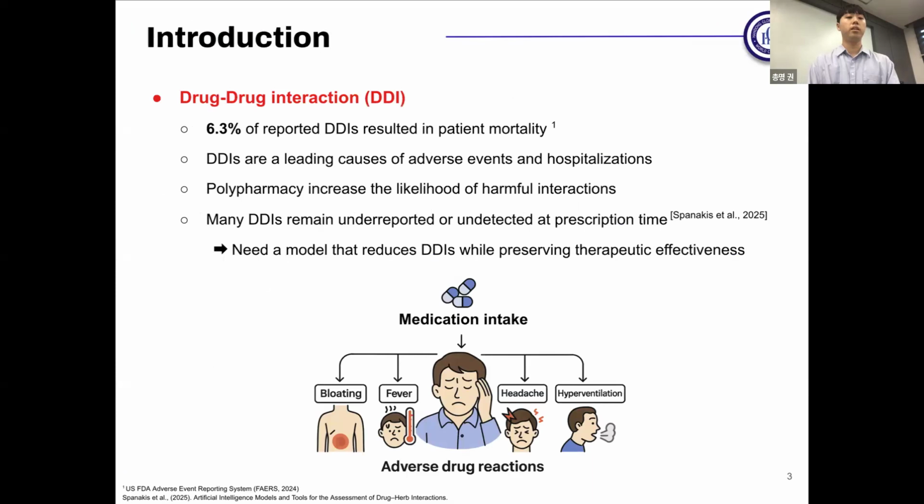One of the most critical issues in medication intake is drug-drug interaction. According to the FDA, about 6.3% of reported DDIs result in patients' mortality. DDIs are a leading cause of adverse events and hospitalization. However, many DDIs remain undetected at prescription time. So we need a model that reduces DDIs while preserving therapeutic effectiveness.